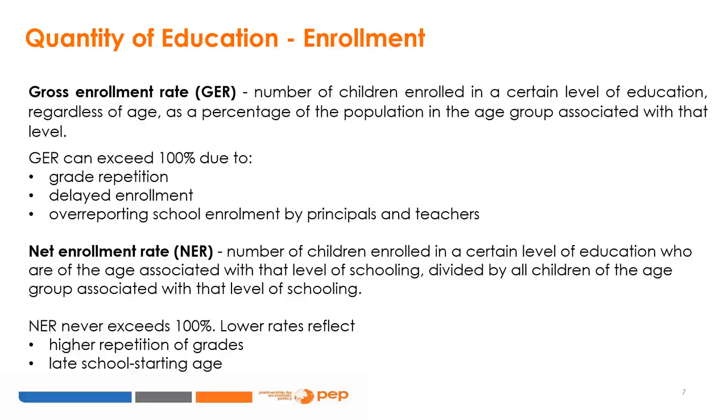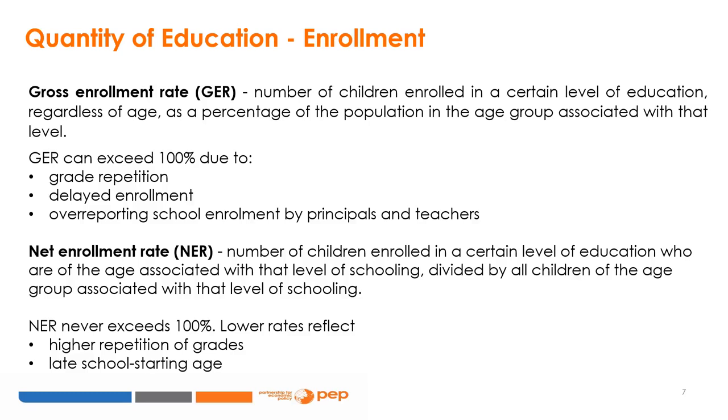Let us now look at some measurements of education. Gross enrollment rate is defined as the number of children enrolled in a certain level of education, regardless of age, as a percentage of the population in the age group associated with that level. Gross enrollment rate can exceed 100%, and if it does, it does not mean that all school-aged children are in school. The reasons for that are grade repetition or delayed enrollment, resulting in an overage of children enrolled at certain levels, and possibly over-reporting of school enrollment by principals and teachers.